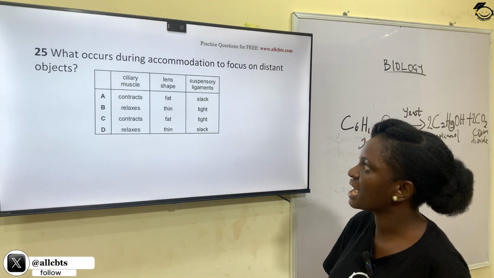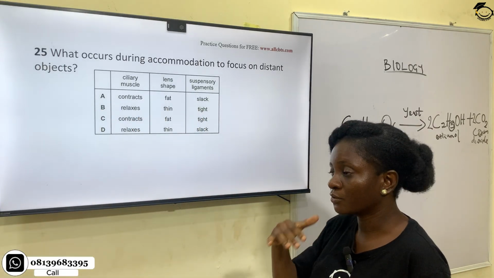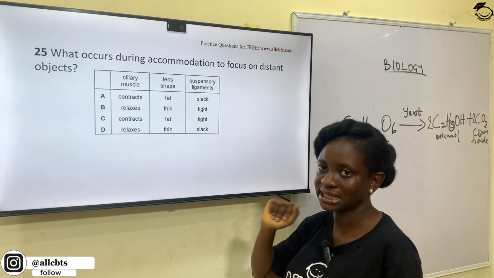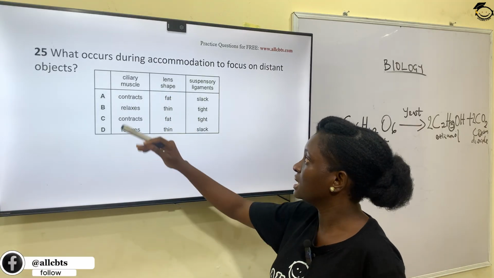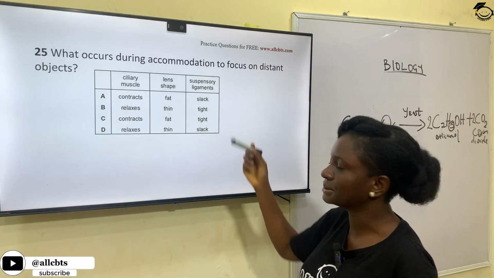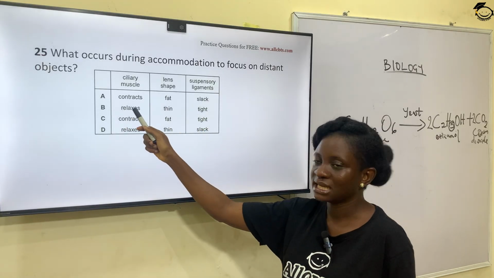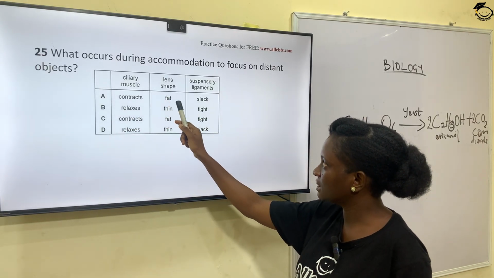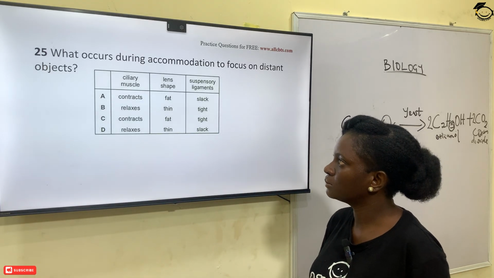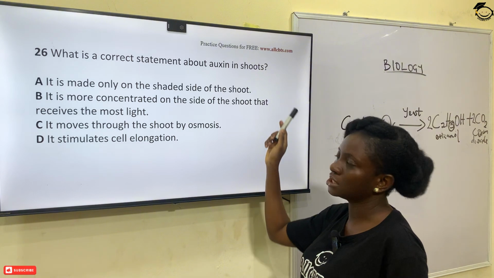Question 25, what occurs during accommodation to focus on distant objects? If you want to focus on an object that is distant, what happens in the eye? The first thing is that the muscle relaxes and the lens is thin while the ligament tightens. So option B is the correct answer here. Relaxation of the muscle, then lens thin and suspensory ligament tight. Option B.